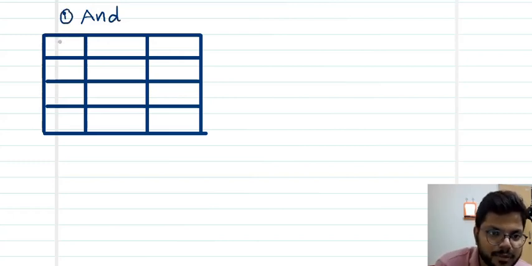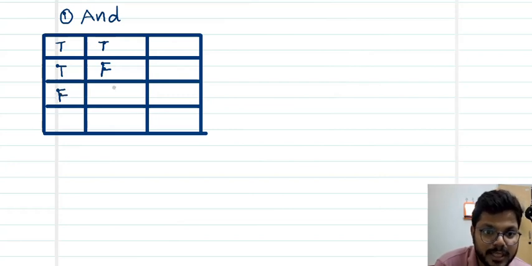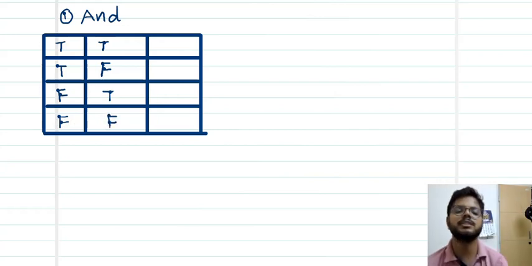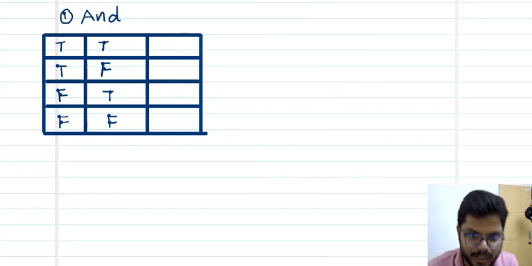So the first condition is true and the second condition is true; the first condition is true but the second condition is false; the first condition is false but the second condition is true; the first condition is false and the second condition is also false. Now these are the four different permutations and combinations that we are having.